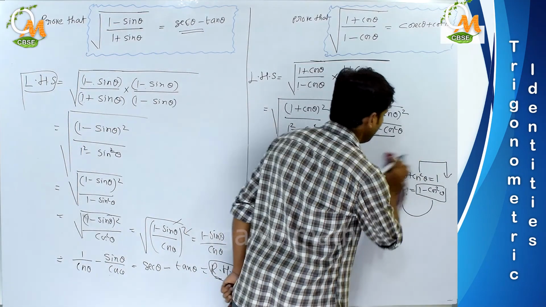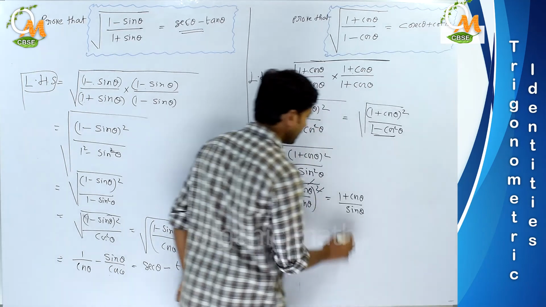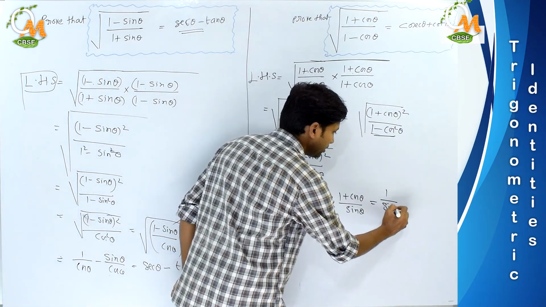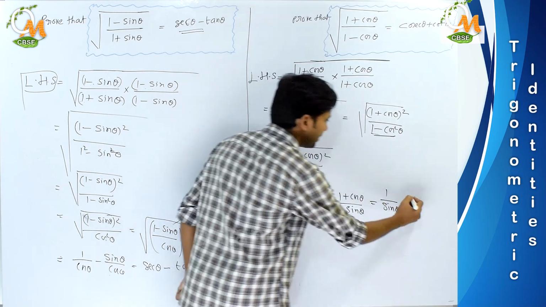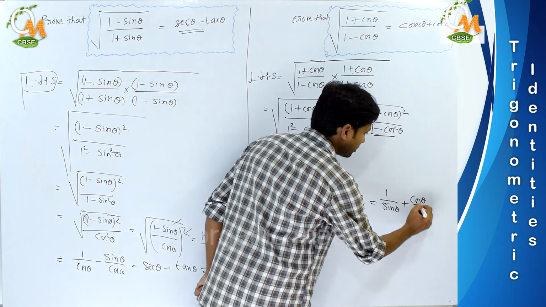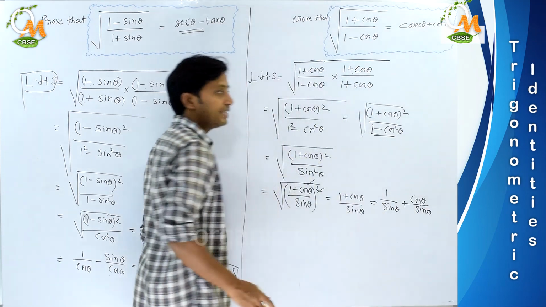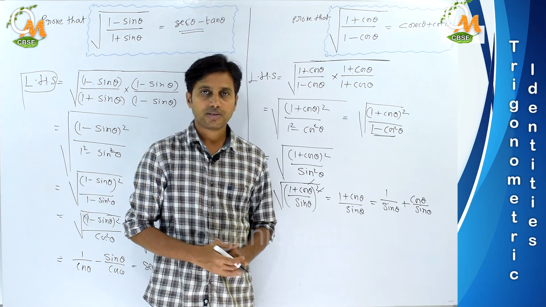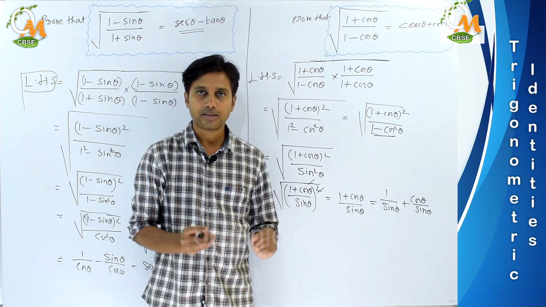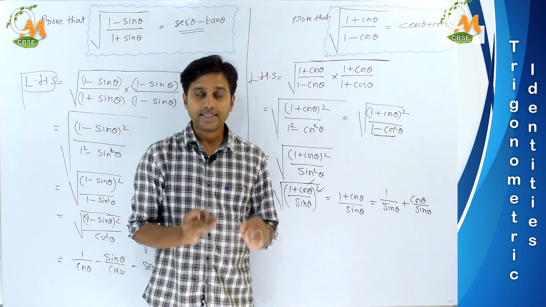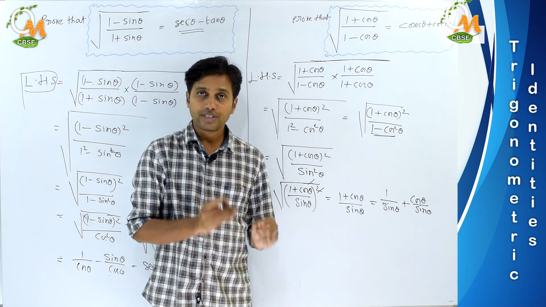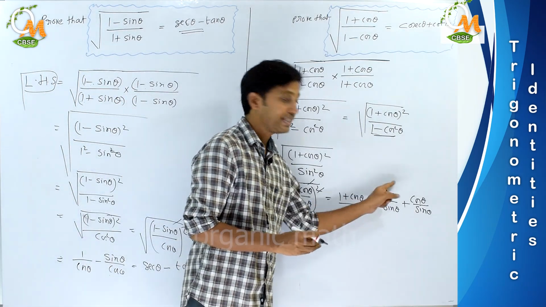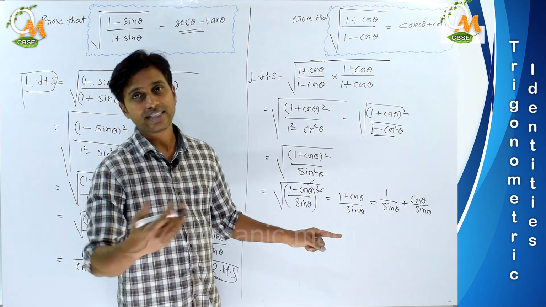Now just tell me here, separating the fractions, what do we get? 1 by sin theta plus cos theta by sin theta. Now what is 1 by sin theta? Can it be written as cosecant theta or not? Yes, because sin theta and cosecant theta are reciprocals of each other. Always sin theta can be written as 1 by cosecant theta and cosecant theta can be written as 1 by sin theta. So this 1 by sin theta can be expressed as cosecant theta.